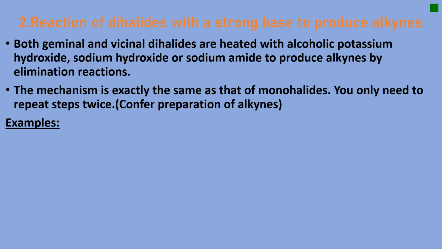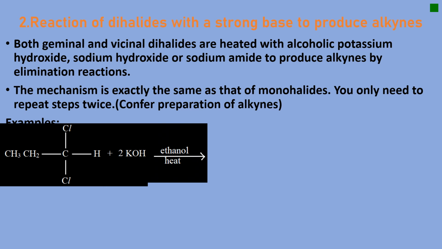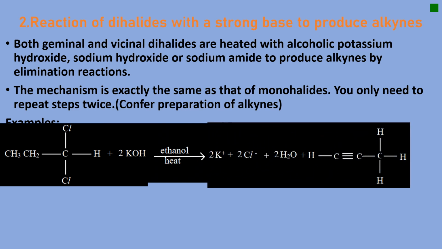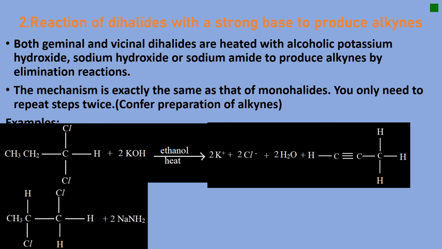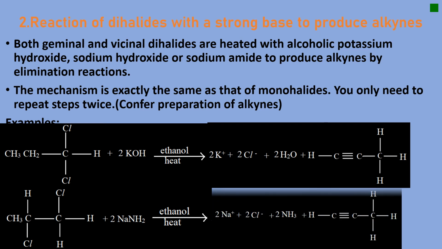Let us use these examples. Here we have 1,1-dichloropropane reacting with potassium hydroxide in ethanol under hot conditions to give propyne. And here we have another example where we have 1,2-dichloropropane reacting with sodium amide in ethanol under hot conditions to produce again propyne.